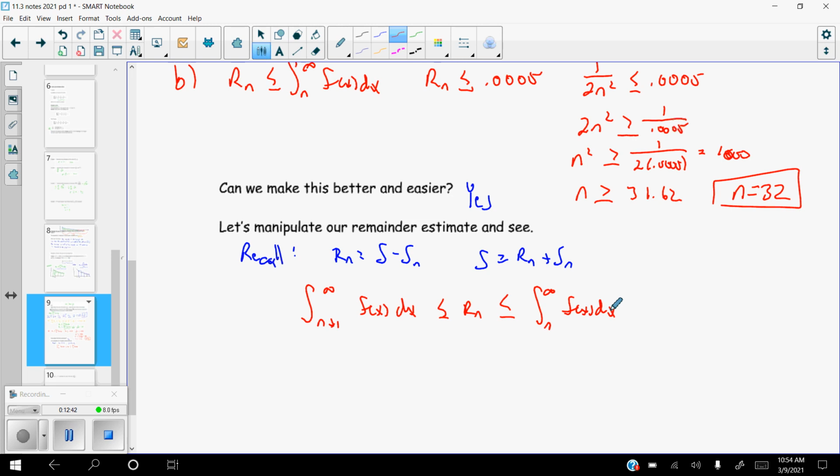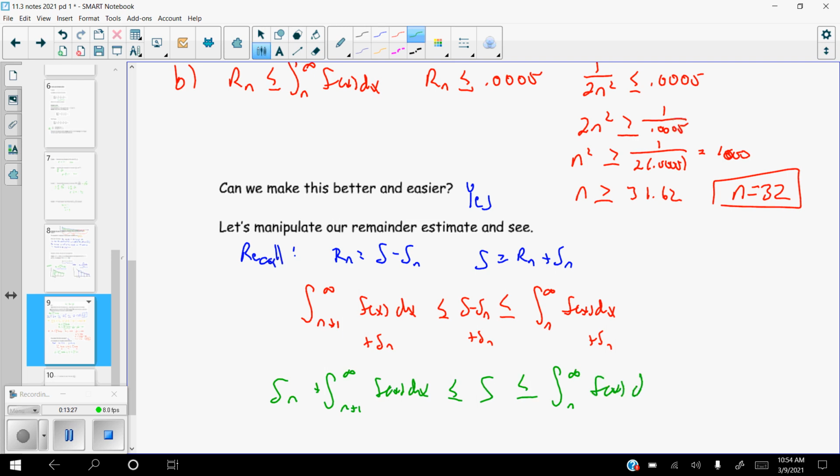Well, if we replace r sub n, you can do this on your own paper, with s minus s sub n, and I actually want to bound my sum, I'm going to add s sub n to all three pieces, which gives us ultimately s sub n plus the integral from n plus 1 to infinity of f of x dx is less than or equal to your actual sum, which is less than or equal to the integral from n to infinity of f of x dx.